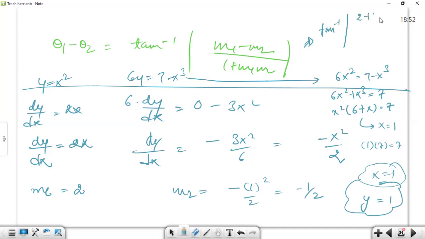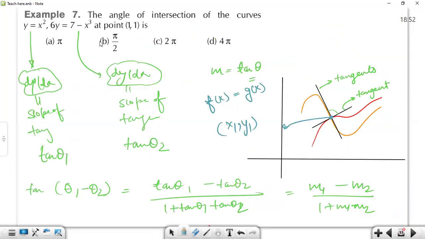2 minus of minus half would be positive, 2 plus 1 by 2, which is 5 by 2. And 1 plus m1 m2, which is 2 into minus half. 2 cancels 2, so 1 minus 1, it would be tan inverse of 5 by 2 by 0. So basically this is infinity. Tan is infinity at pi by 2 angle. So the angle between those two curves would be pi by 2. Is this clear to you? Any doubts?